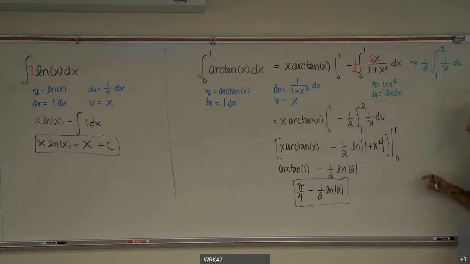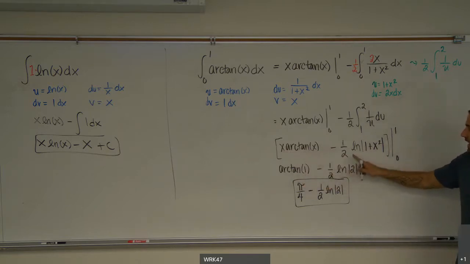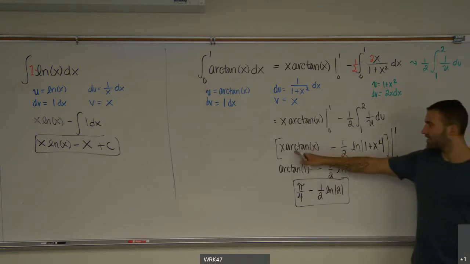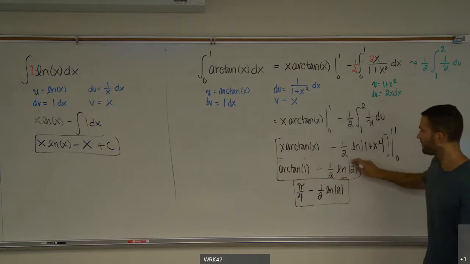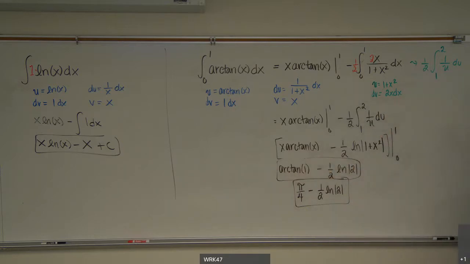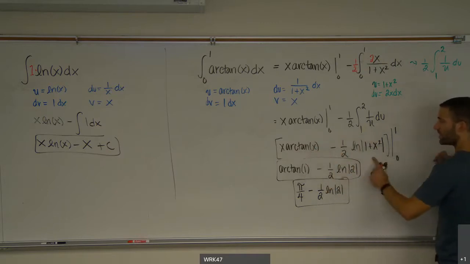If I plug in 1, we get 1 arctangent of 1 minus 1/2 ln of 2. Minus, if we plug in 0, we get 0 times this, which is 0. Here we get minus 1/2 ln of 1, but ln of 1 is 0. So that second term when you plug in 0 is gone, and again, you end up with this. So either way you want to do it. I just changed the bounds using u sub so I wouldn't have to worry about back substituting. But if you don't like that, you just find the general antiderivative in terms of x, and then use your original bounds 0 and 1, and you'll get the same answer.